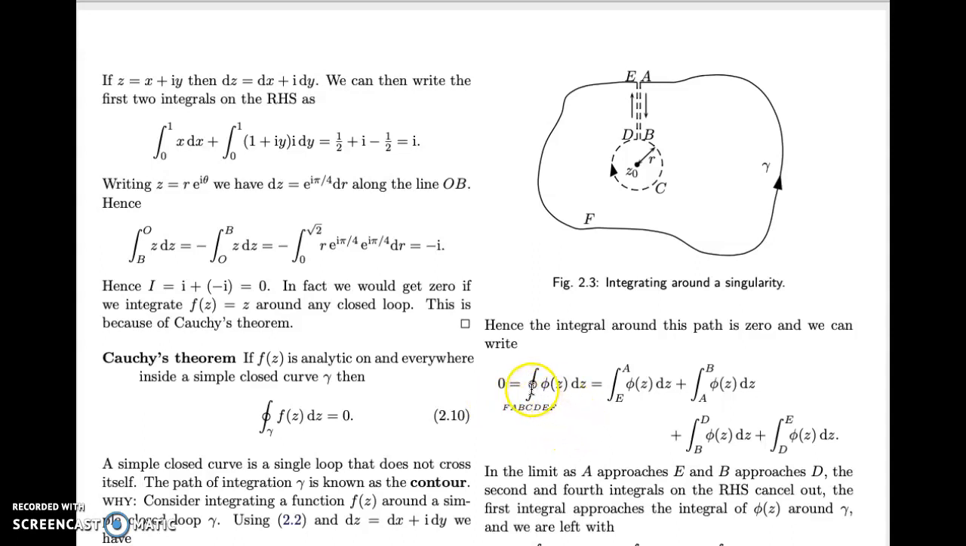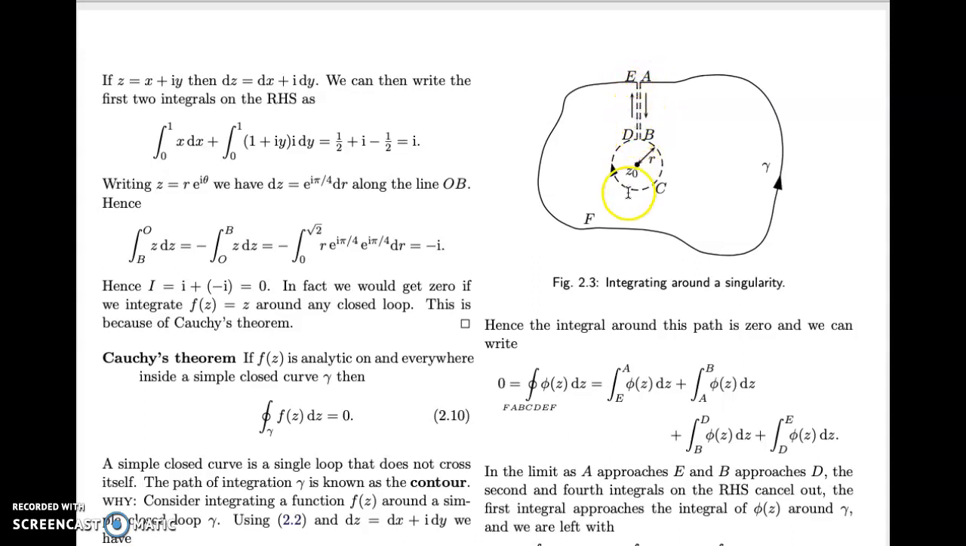Next, we divide this integral into 4 bits. We've got the integral from E to A, which is basically going all the way around here. Then we've got the integral from A to B, then the integral from B to D around this circle C, and finally the integral from D to E. Then we consider the limit as A approaches E and B approaches D, as these lines get closer and closer.